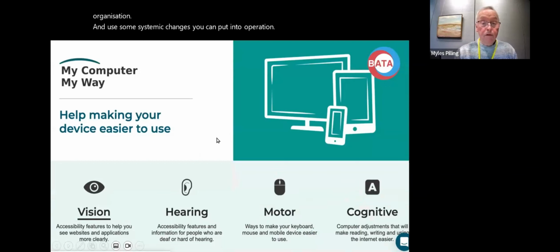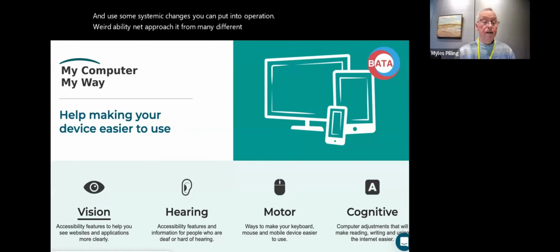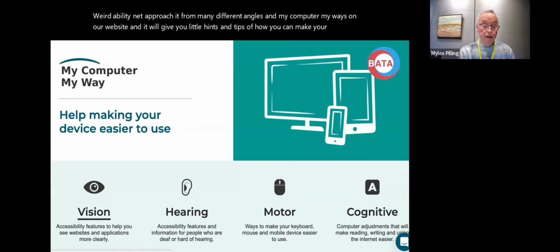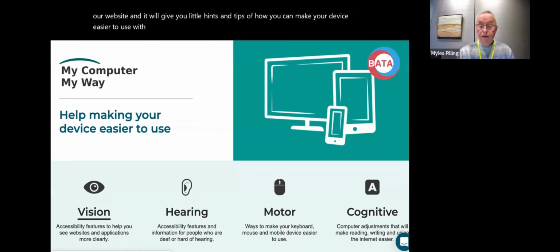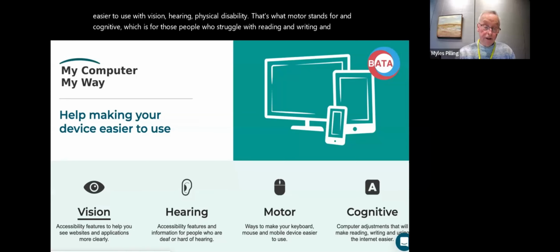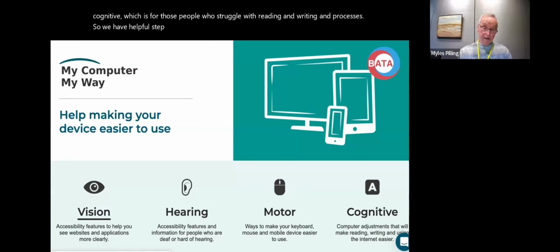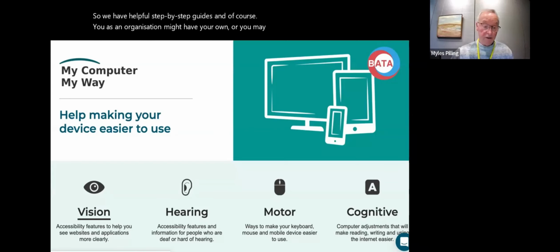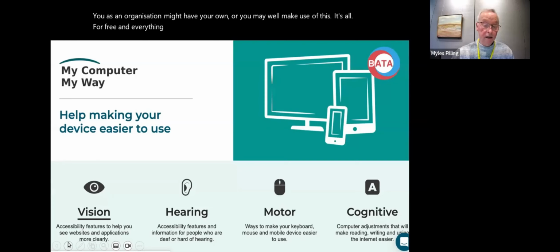We at AbilityNet approach it from many different angles, and My Computer, My Way is on our website, and it will give you little hints and tips of how you can make your device easier to use with vision, hearing, physical disability, that's what motor stands for, and cognitive, which is for those people who struggle with reading and writing and processes. So we have helpful step-by-step guides. And of course, you as an organization might have your own, or you may well make use of this. It's all for free.